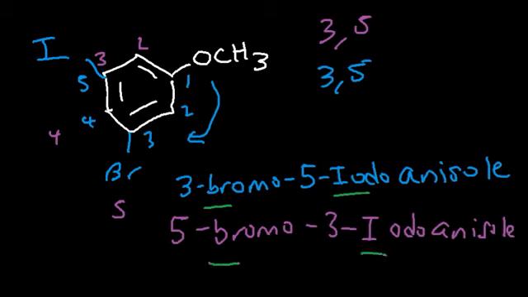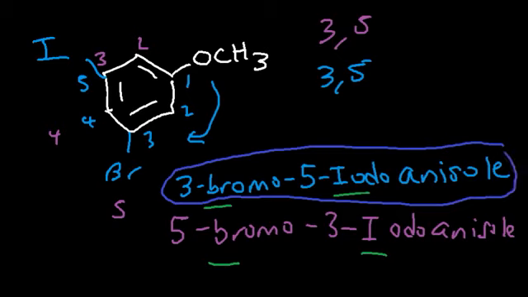If we have the option, should we put the numbers in increasing order or decreasing order? It turns out that after placing the substituents in alphabetical order, if we have a choice, we need to place the numbers in increasing order, which means that we need to count in this direction, because we get the same numbers but in increasing order. So this is the proper name for that particular compound.